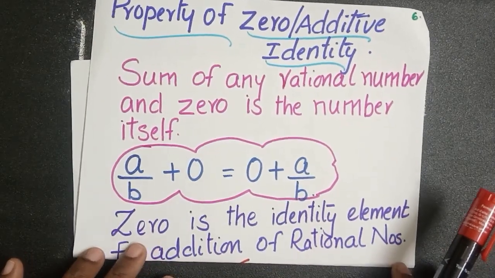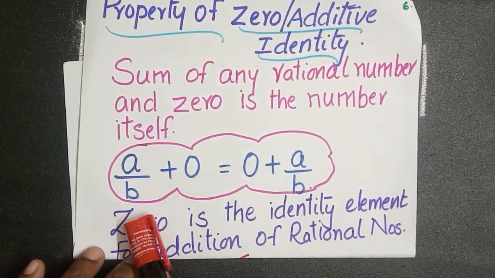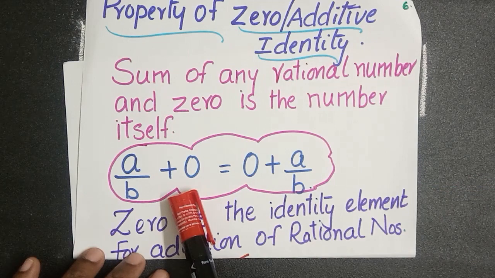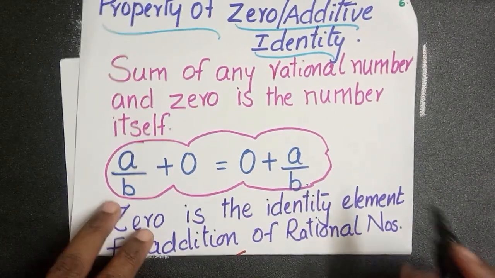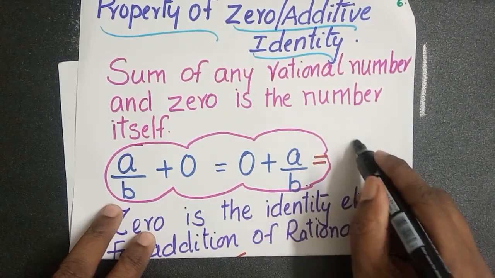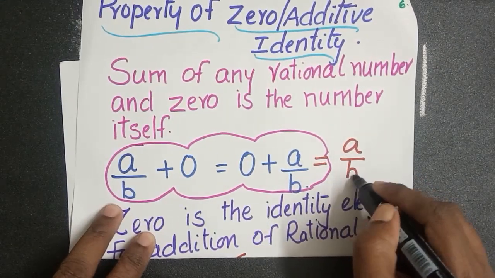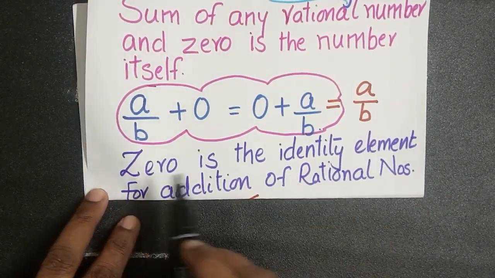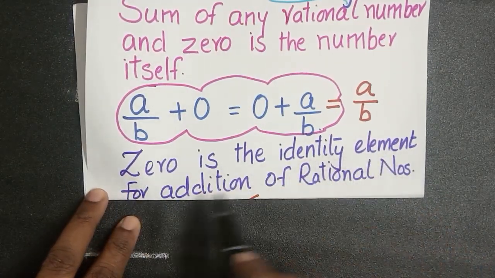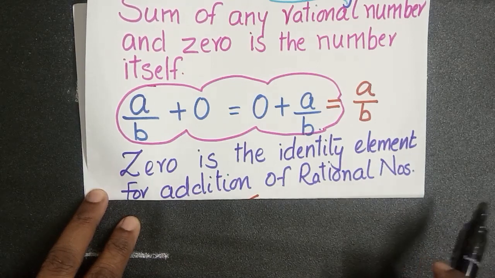So if you have any rational number a by b and you add 0 to it, you get 0 plus a by b, which will be equal to a by b. That means the number will not change its identity. So 0 is the identity element for addition of rational numbers.